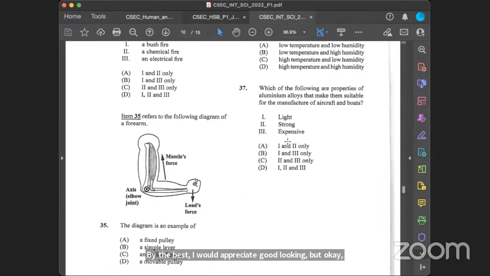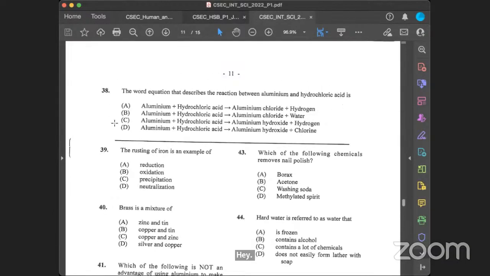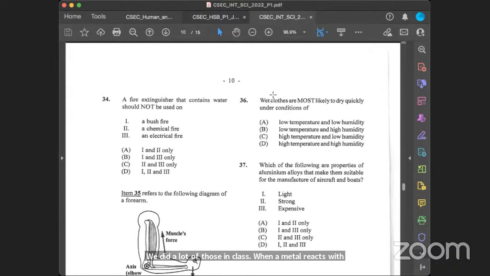So what's the answer here? A. Light and strong. Very good. So 1 and 2. 38. Ah, there's a lovely question there. We did a lot of those in class. When a metal reacts with an acid, what is formed?